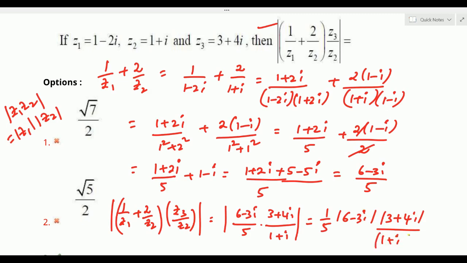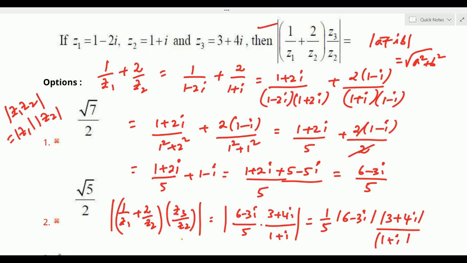So what is the formula for mod of a plus ib? Mod of a plus ib is root over a square plus b square. According to this, what is mod of 6 minus 3i? Now we will calculate this result.